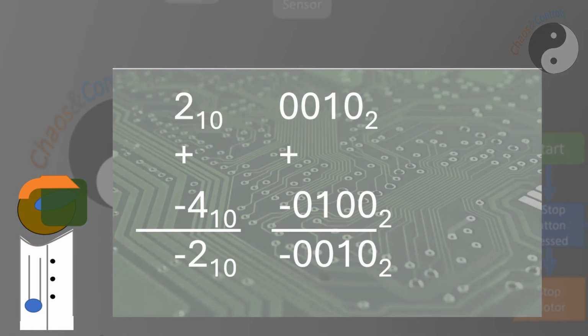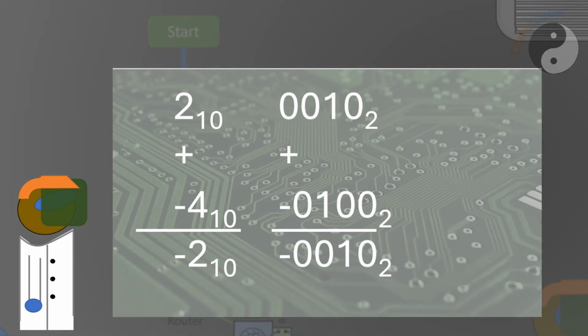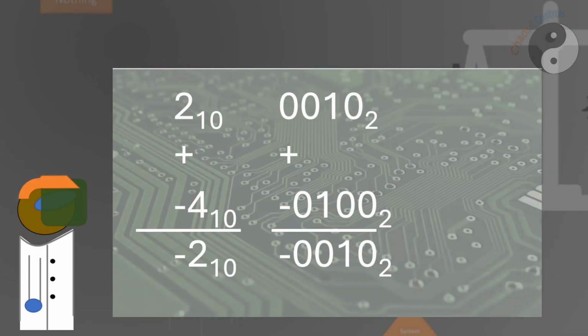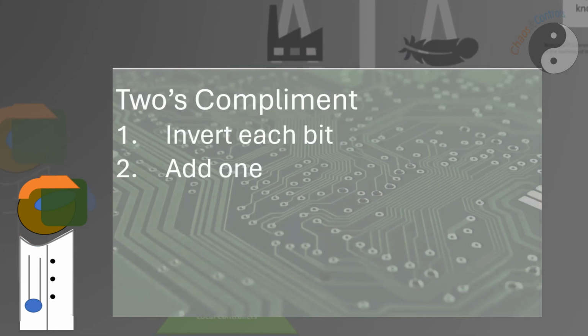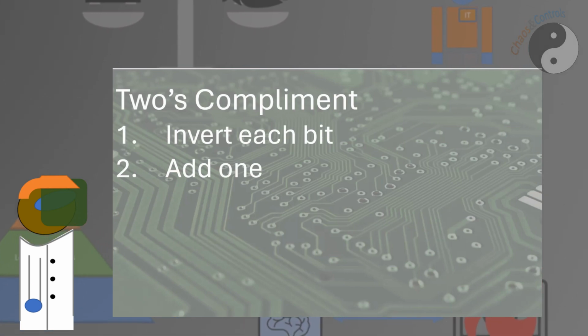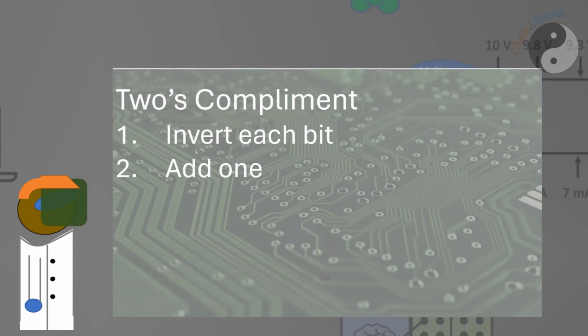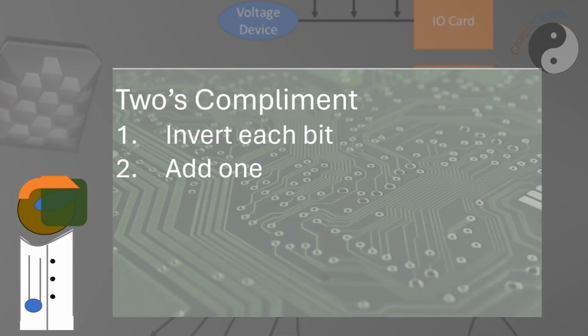So let's talk about two's complement. Two's complement is the method that we can actually use to store negative numbers in a computer system in such a way that you can just add them together and not have to do anything else funny. With two's complement, in order to make a two's complement, you invert each bit and you add 1. We'll do a couple of examples here.